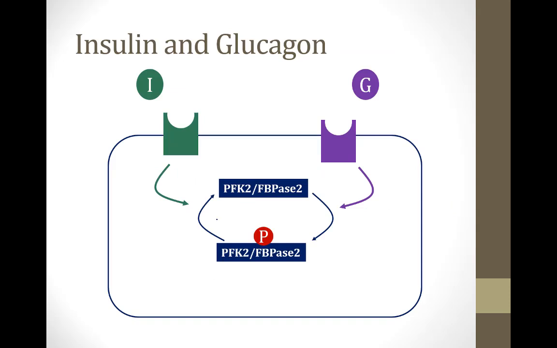The way that insulin and glucagon regulate glycolysis is by phosphorylating or dephosphorylating the two enzymes phosphofructokinase 2 and fructose bisphosphatase 2. These two enzymes working together determine the level of fructose 2,6-bisphosphate inside of cells. So insulin likes to drive these two enzymes to be in the dephosphorylated state because that favors glycolysis. Glucagon, on the other hand, likes to drive these two enzymes to be in the phosphorylated state because that favors gluconeogenesis.